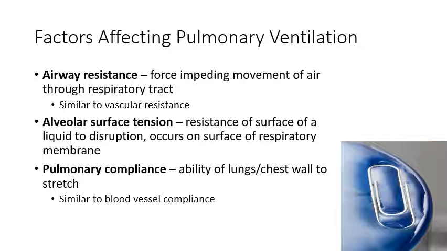When the pulmonary compliance goes up, pulmonary ventilation will also go up. That means it's easy to make changes in the volume of the chest wall and or the thoracic cavity in the lungs. If pulmonary compliance goes down, then it's going to be hard to change the volume of the thoracic cavity and therefore the lungs, or just hard to change the volume of the lungs themselves, and that's going to reduce pulmonary ventilation.